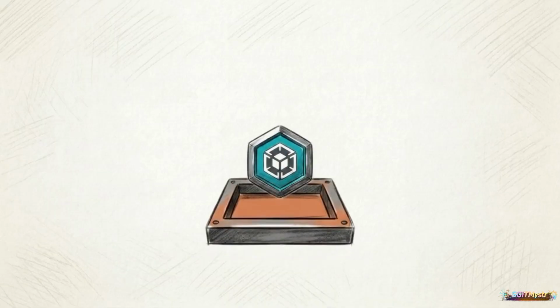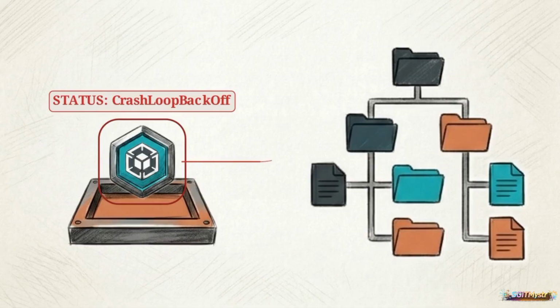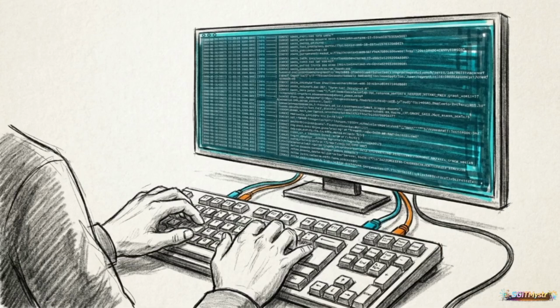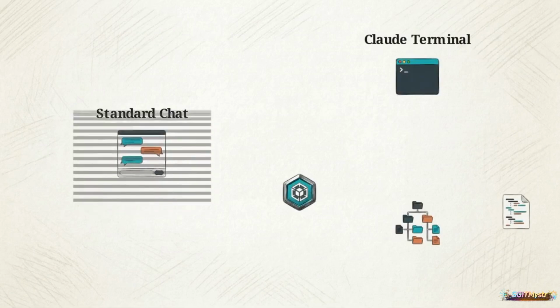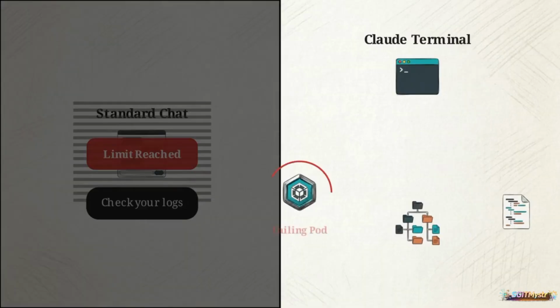Deep debugging requires tracking multiple variables across a system. Imagine a Kubernetes pod stuck in a CrashLoopBackOff error, where the root cause is buried somewhere inside a codebase of 50 different files. If you use a chat interface, you have to manually copy and paste hundreds of lines of logs. Eventually, the model's context window is overwhelmed, leading to generic advice rather than a specific fix for your environment.